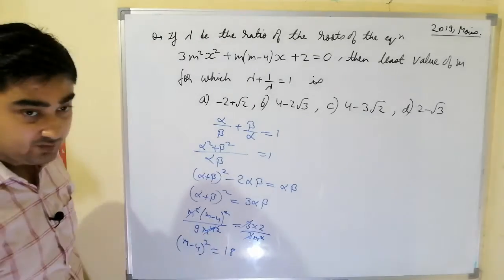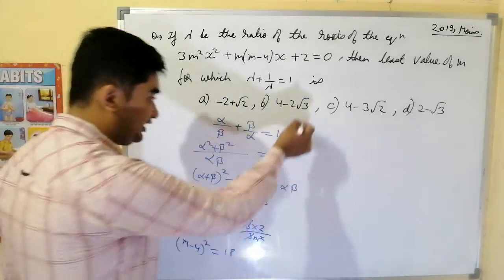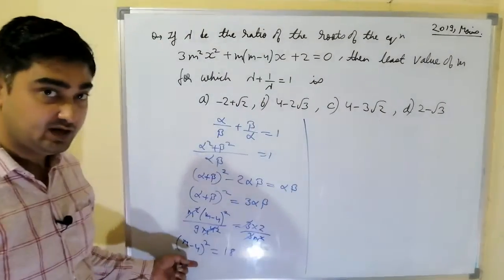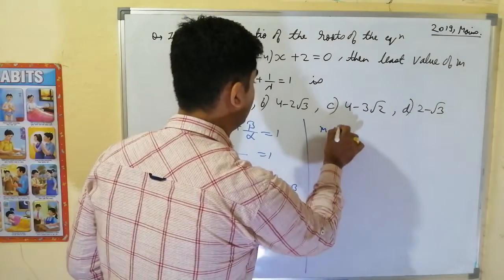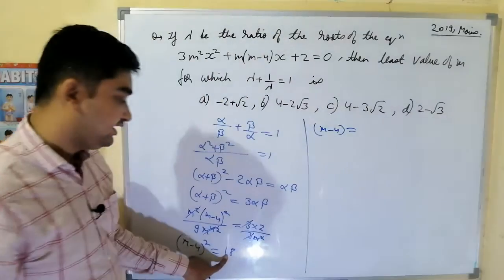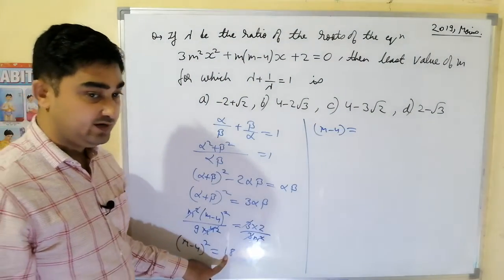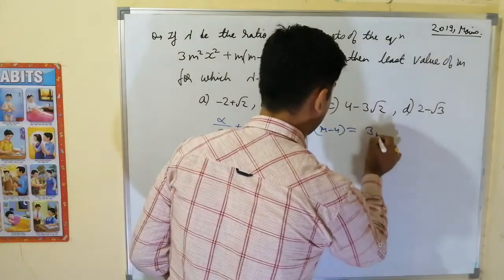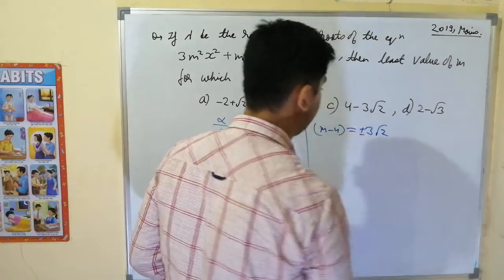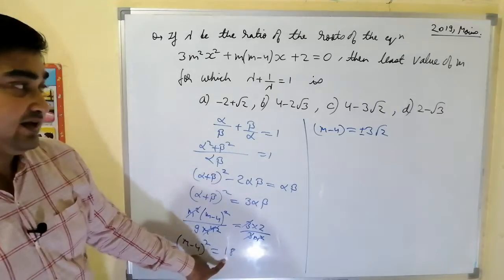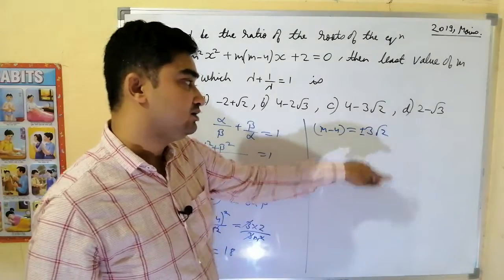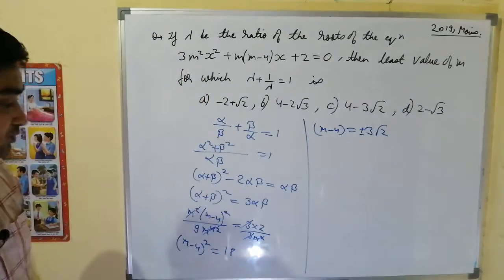Now we have to find what m is. We can take the under root on both sides. But while taking the under root, what we have to take here is under root of 18. Under root of 18 is 3 root 2. Not only this, but it can be minus 3 root 2 also. Because under root of 18 can be either 3 root 2 or minus 3 root 2.